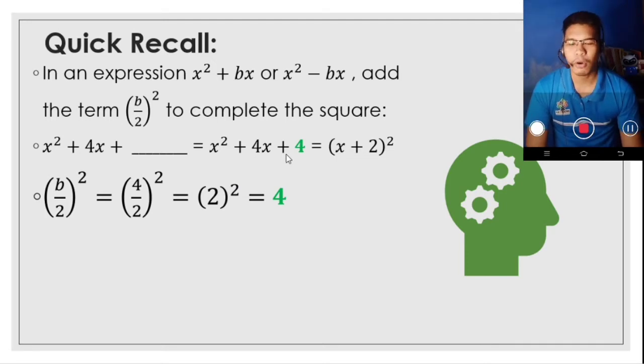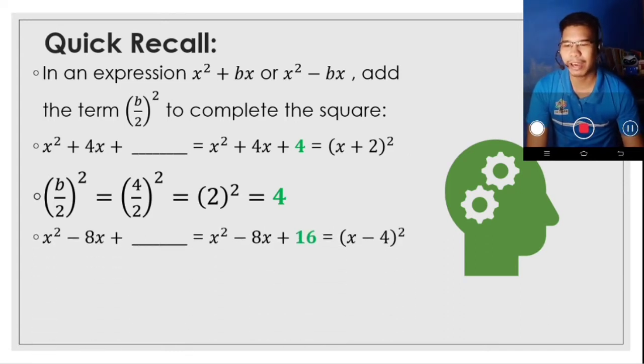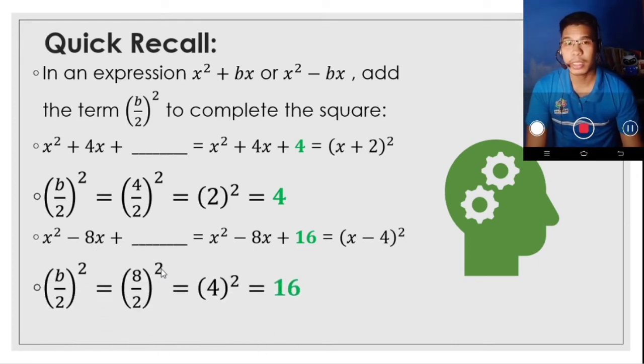And then we also convert it into a square of binomial. So that will become the square root of x squared, which is x, and then plus, copy the sign of the middle term, and then the square root of 4, which is 2, quantity squared. So this is now our square of binomial. So we can also have it if we have x squared minus 8x plus blank. In the same manner, we're going to get the coefficient of the middle term, which is 8, divided by 2, which is 4, and then square the result. That is 4 times 4 equal to 16. So that will be the third term.